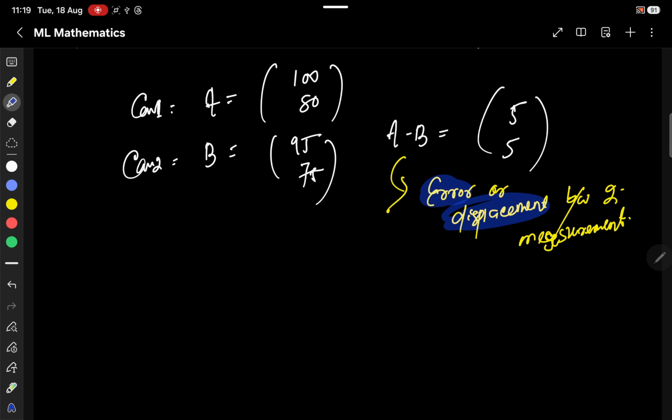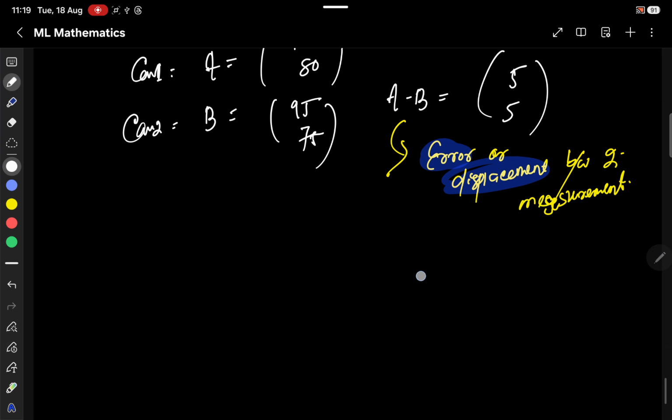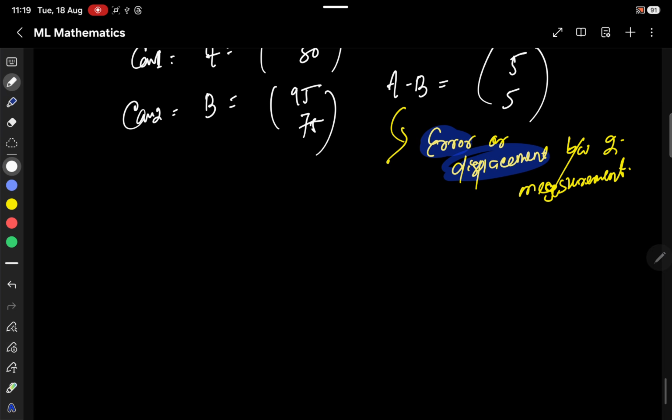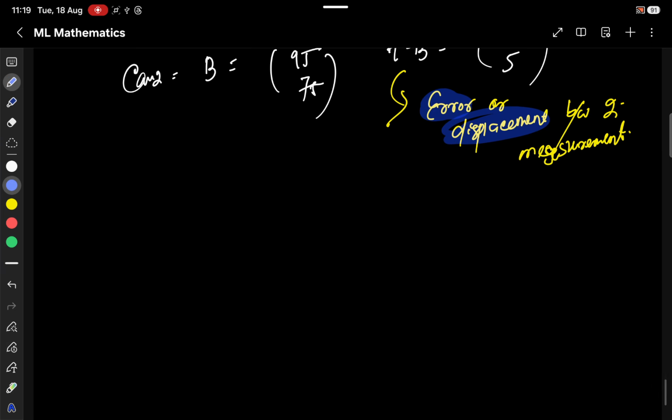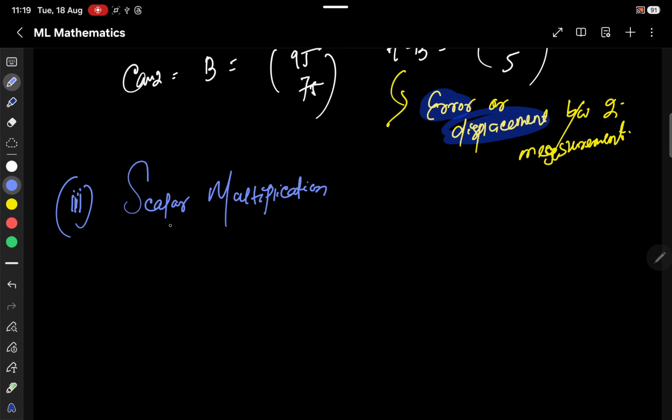If that is the error, we can use this subtraction method to find out the real difference between two objects, right? Okay, great. You need to understand where the real world implementation is going to be. So what about my next kind of operation, the matrix operation? Let's say it is scalar multiplication. What is scalar multiplication I am trying to do?